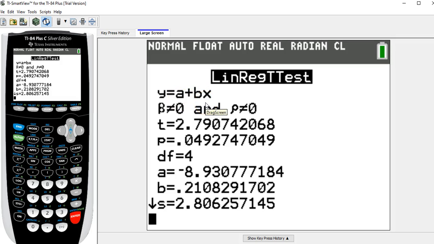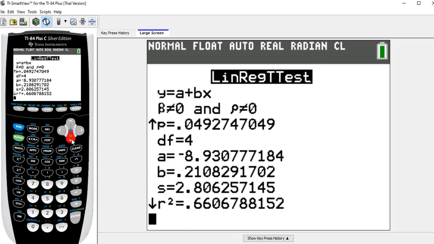The A and the B are the coefficients of the regression equation. Maybe I'll write those down. I don't know if they ask for that. The A is negative 8.930777184. The B is 0.2108291702. That's the regression equation. Notice it says y equals a plus bx. So the regression equation, which is sort of the line of best fit for these data, is y equals negative 8.9 plus 0.21x.